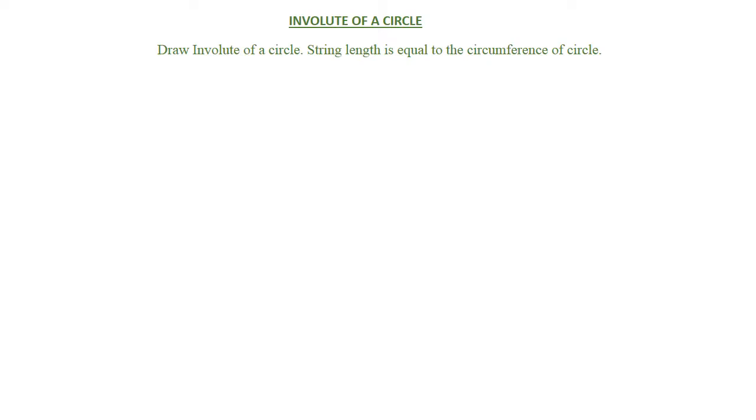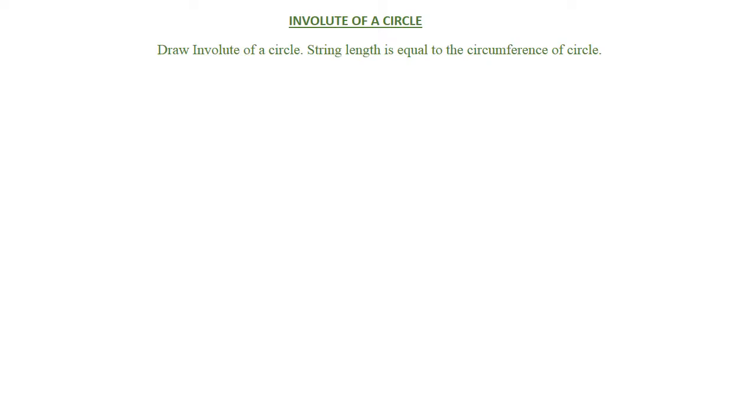So there are three cases. The length of the string is equal to the circumference of the circle, the length of the string is more than the circumference of the circle, and the length of the string is less than the circumference of the circle. Now we will discuss these three cases and see how to construct the involute of a circle. The first case is the involute of a circle having the string length equal to the circumference of the circle.